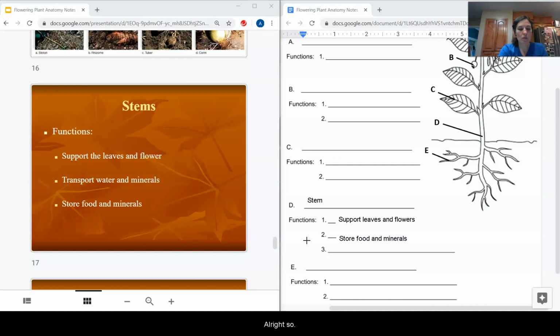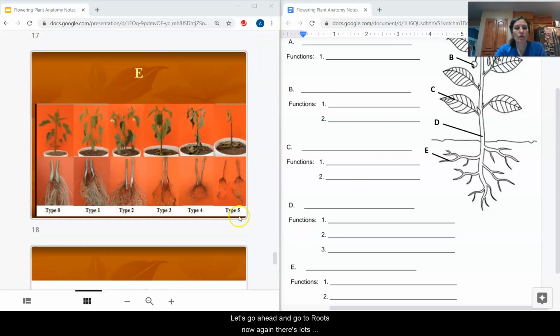All right, so let's go ahead and go to roots. Now, again, there are lots of different types of roots that you can have, and we will look at them more next week when we go over roots. So these are going to be more fibrous, but they're pretty thick fibrous roots. And fibrous just means that they kind of spread out. And then you can have a taproot, which is like your carrot. Your carrot's a big thick taproot, but it's got little hairs coming off of it, fibrous roots, little root hairs. But for the most part, a lot of these flowers that we're going to look at are more fibrous.